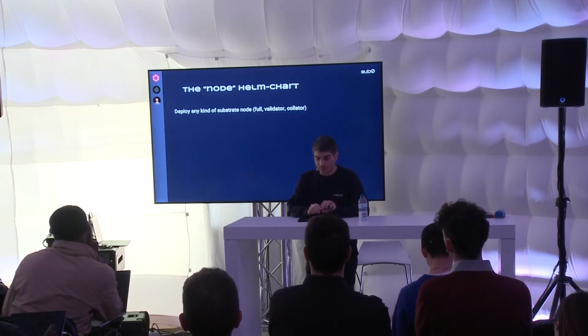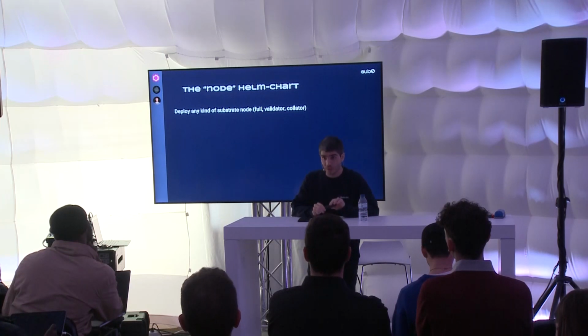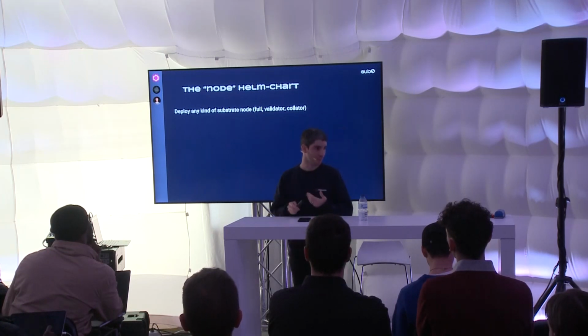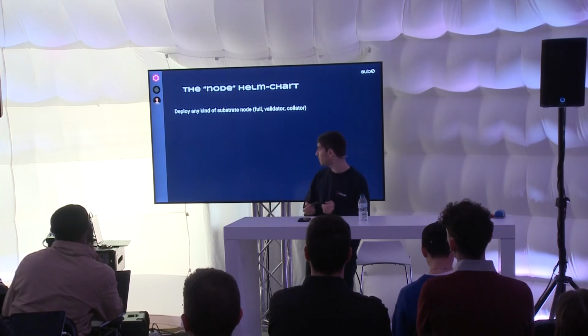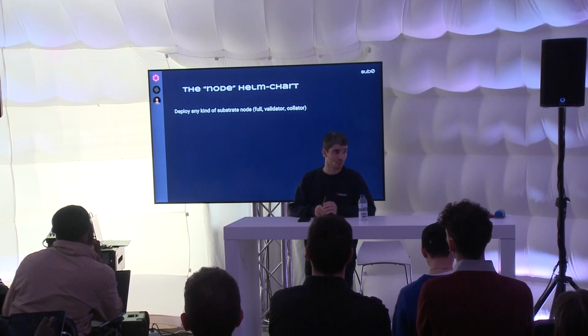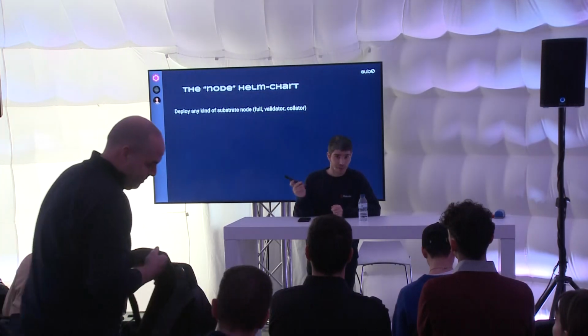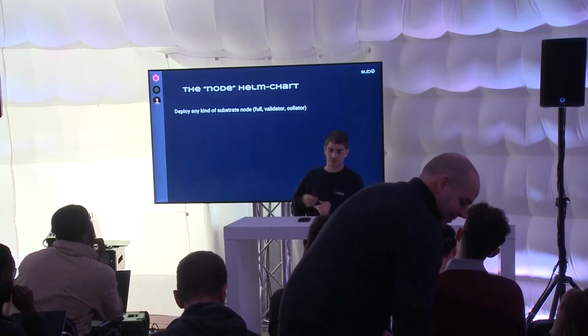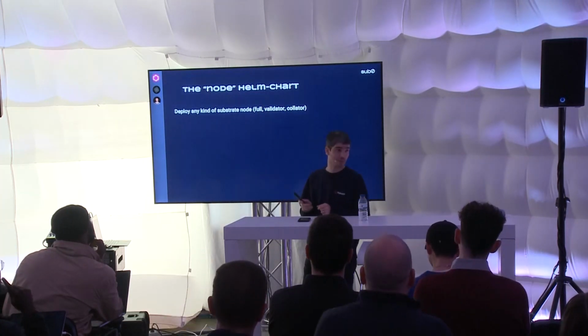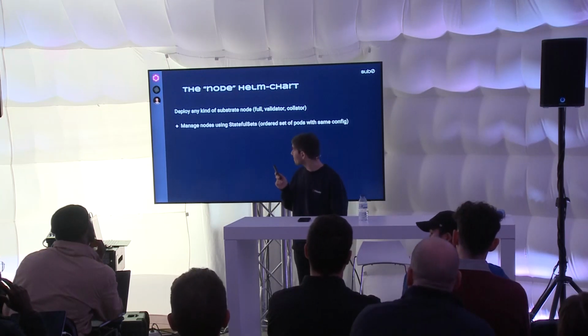The node chart is a project we've been working on for a few months, and we actually rewrote it a few times already to achieve something that we were satisfied with. The idea from the beginning is to be able to support any kind of substrate node, so I think it will adapt to any network that you run if it's based on substrate. It's also useful for validators and collators, and just after that I will show some specific examples of how you can use it to configure a validator and a collator.